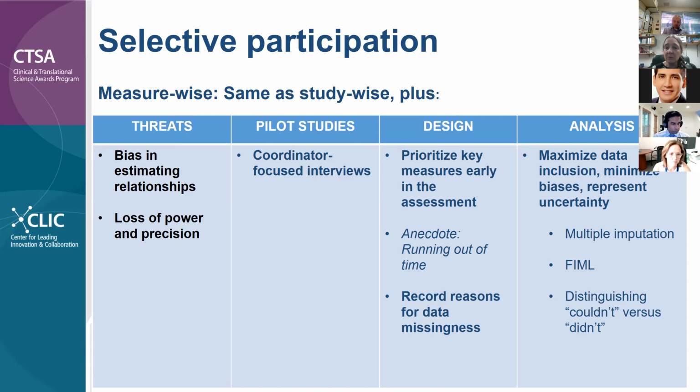It's often people with various health status issues for whom we don't obtain those measures. And so similarly in pilot studies, working with coordinators to find out why selective measures are being lost. Design, we can do things like prioritizing key measures early in the assessment. Record reasons for data missingness is absolutely crucial, because often the reason is informative.